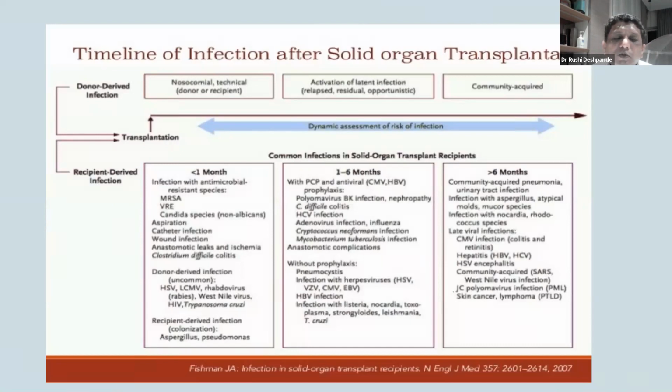Less than 1 month are usually either donor-derived infections or pre-existing in the recipient, or surgically acquired nosocomial infections. 1 to 6 months are usually CMV, PCP, and tuberculosis in our country. More than 6 months are the common infections that any of us can face, like a UTI or a community-acquired pneumonia. And the important ones in the transplant setting would be CMV, HSV, BKV. Those would be the important ones to remember.